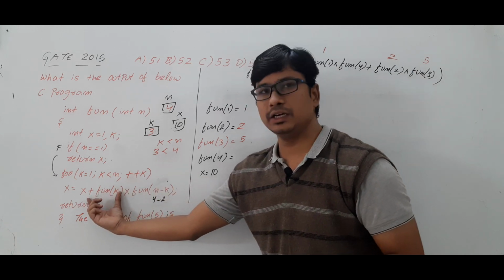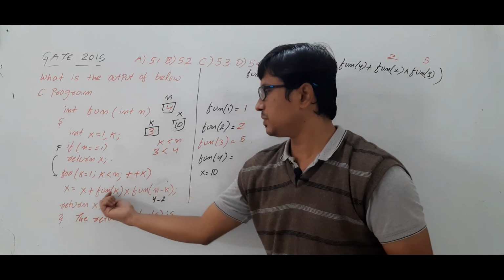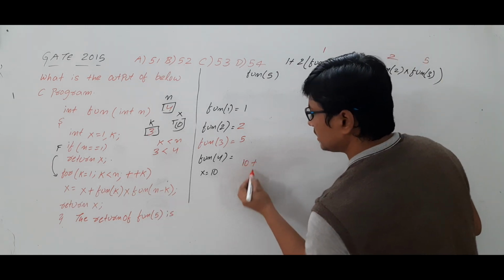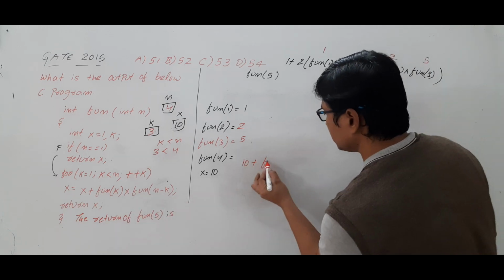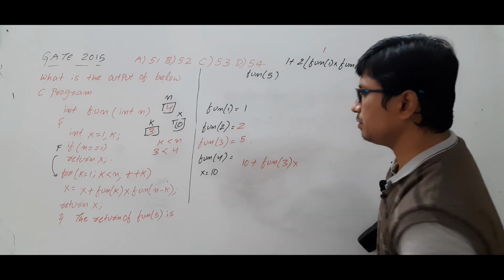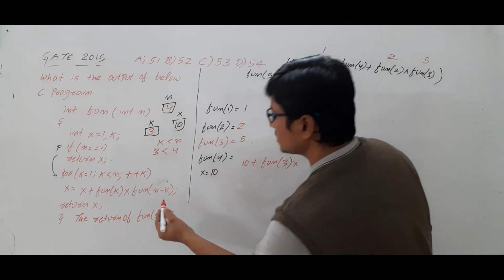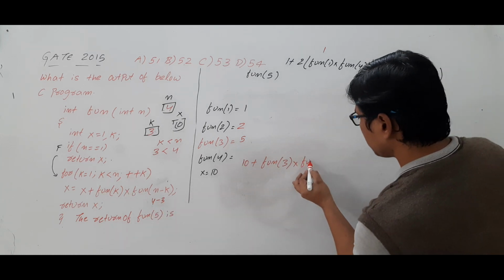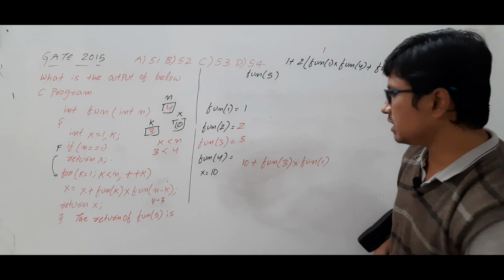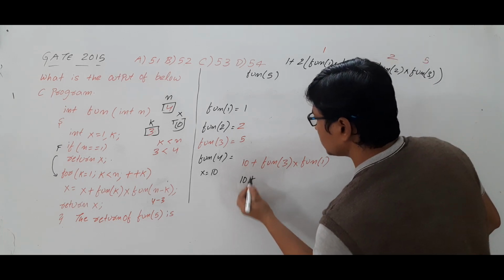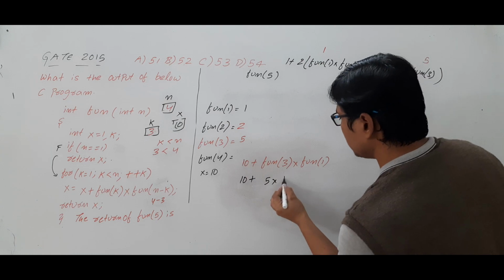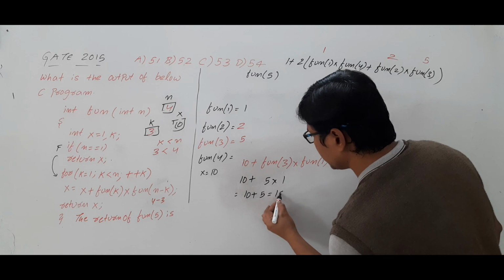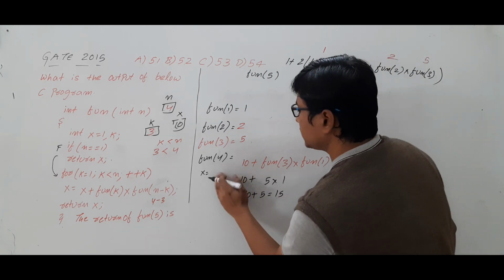If this condition is true, again you will execute the statement x is equal to x plus fun k into fun n minus k. X value we know is 10. 10 plus fun k, which is nothing but fun 3, into fun n minus k. N value is 4 and k value is 3, so fun 1. You know what the fun 3 value is, substitute 5. You know what the fun 1 value is, 1. So which is nothing but 10 plus 5, which is equal to 15.